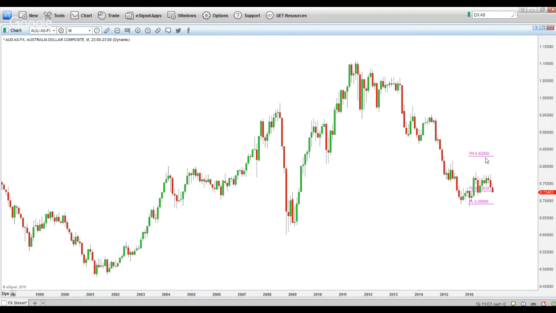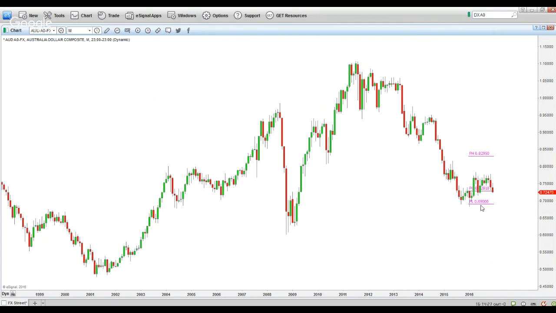So if price is either above the high or below the low, then I will allocate a full 2%. If price is inside the pink lines, but it's looking interesting, then I would take the trade, but I would reduce my risk to less than 2%. So maybe 1%, 0.5%, 0.25%. Okay, so this is the first thing that I look for.